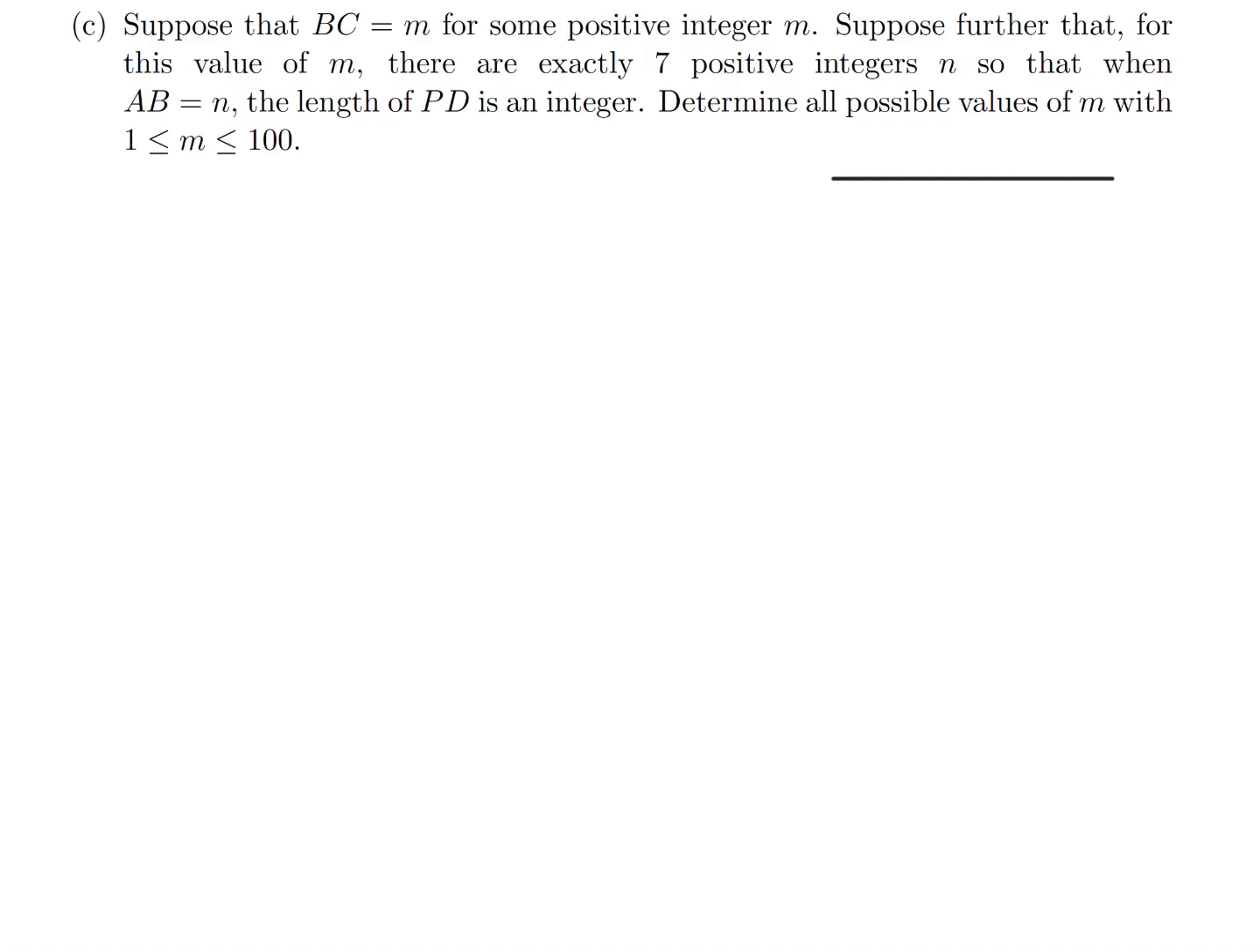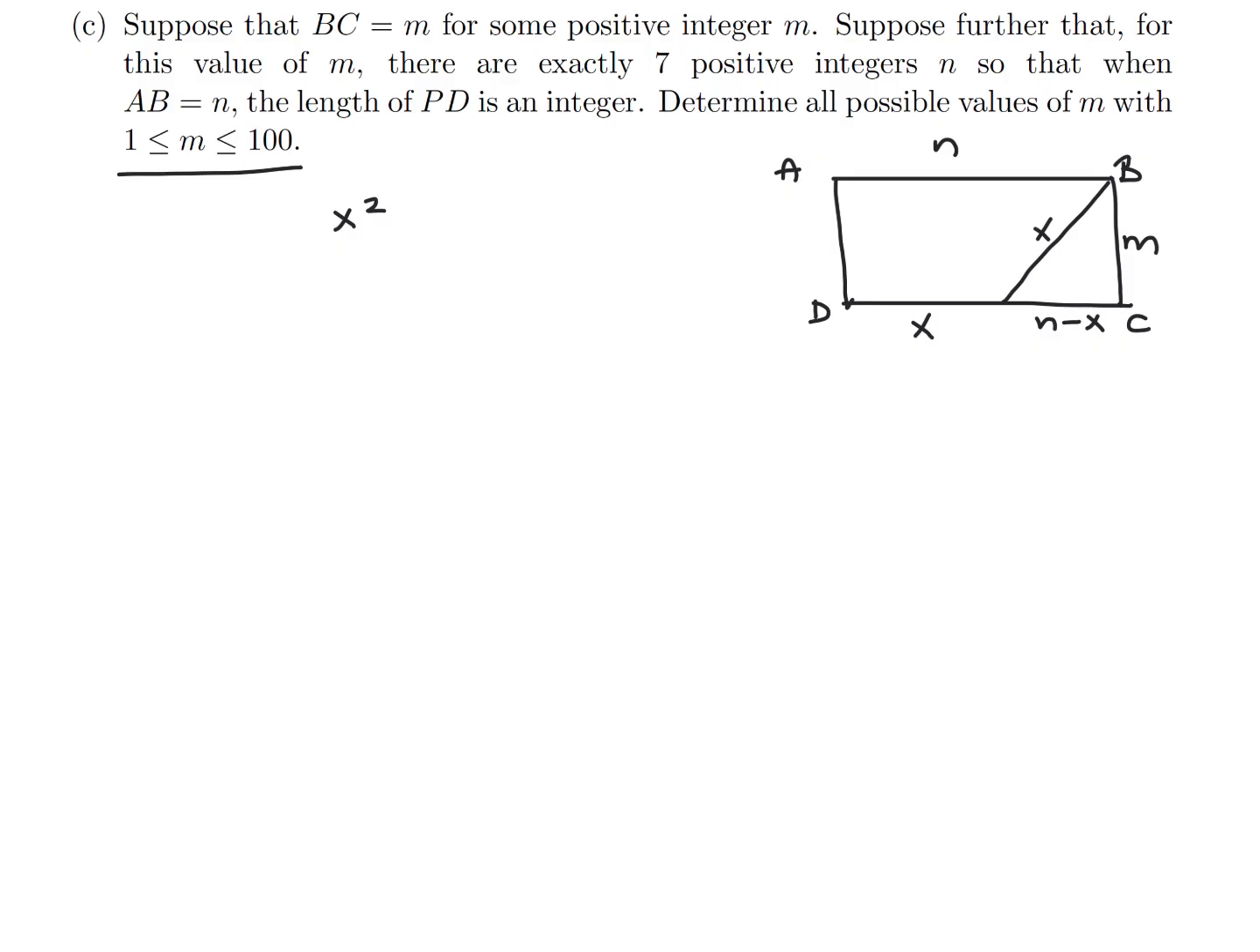Let's draw that diagram again to remind you. So this was x, this was x. This is n, this is A, B, this was m, C, n minus x, and D. Okay, and that is the parameters, and using Pythagoras, x squared on this right triangle right there is equal to n minus x all squared plus m squared.